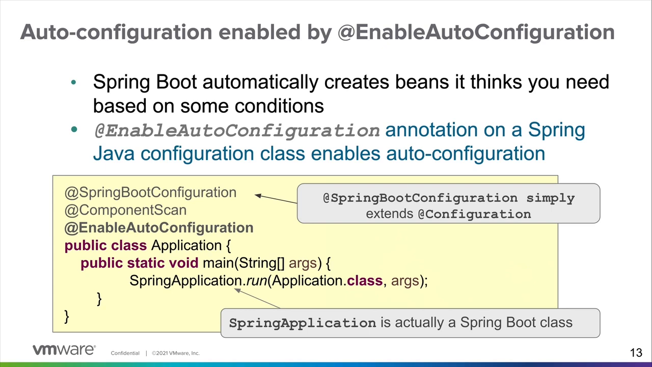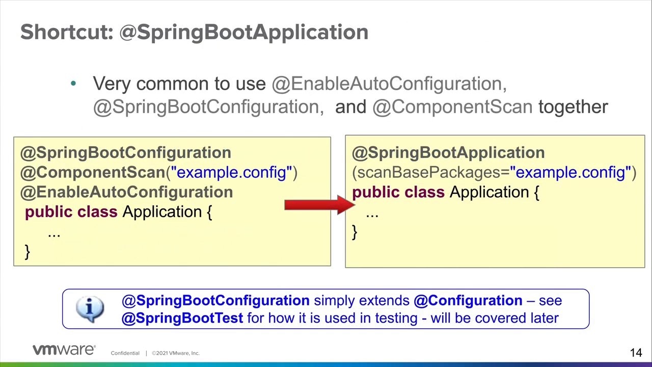So instead of defining all these three annotations together, what we usually do is combine them into one annotation called @SpringBootApplication. Notice that @SpringBootConfiguration is only a type of configuration. We'll see the usage of that when we cover the testing support. But @SpringBootApplication will be a configuration class, it will do component scanning, and also it will enable auto configuration.